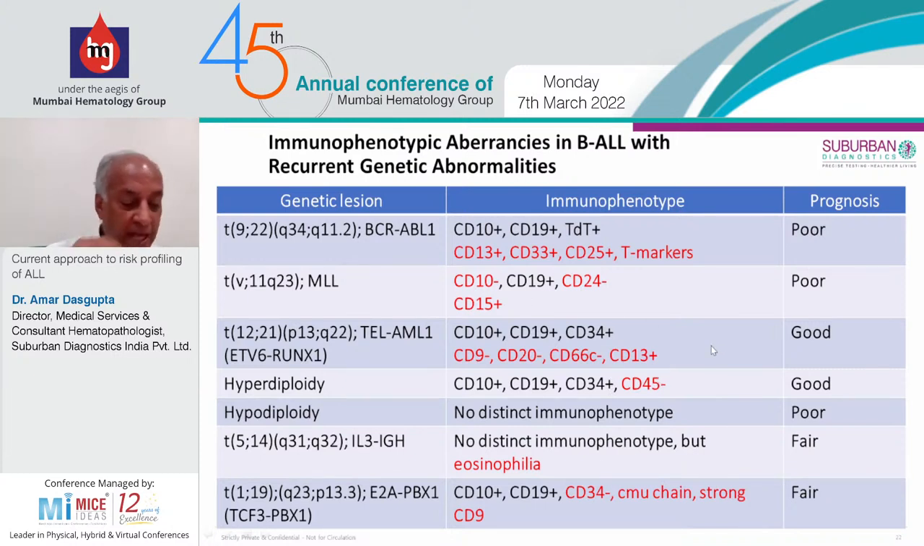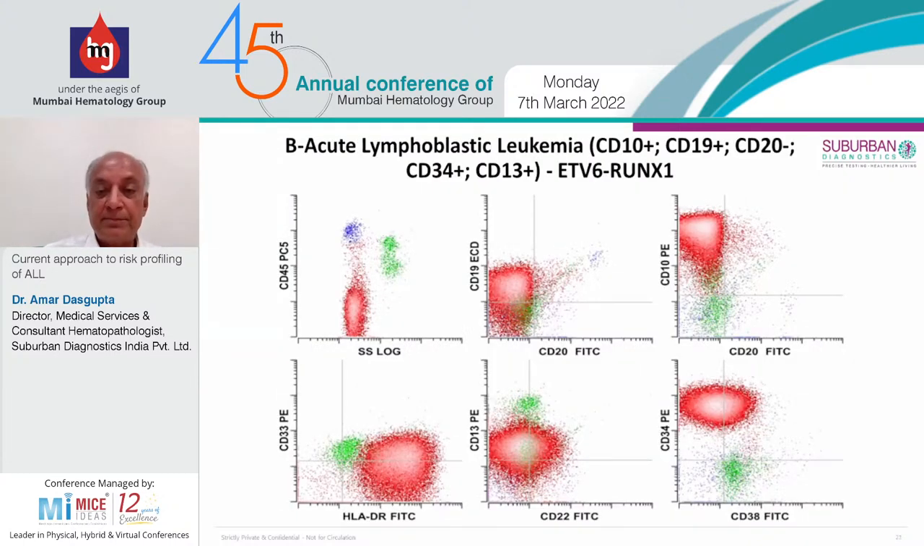Since time is running out, I'll just show you this example of a case of B-ALL with a not typical immunophenotype, suggesting that this is a case which would be associated with the TEL-AML1 (ETV6-RUNX1) genetic abnormality. Therefore, this shows a linkage between the immunophenotype of B-ALL patients and the genetic marker of a favorable prognosis in this case.